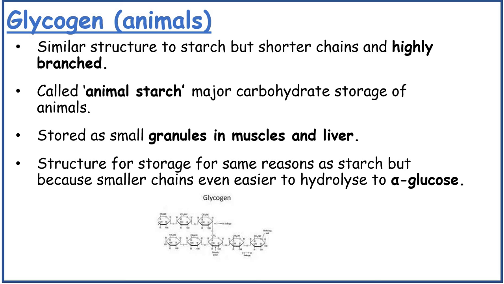Now we're looking at glycogen in animals. It has a similar structure to starch, but it's made up of shorter chains and it's very highly branched. It's called animal starch because it's the major carbohydrate storage of animals. It's stored as small granules in muscles and liver. The structure for storage is for the same reasons as starch, but because it's smaller, the chains are even easier to hydrolyze to alpha-glucose.